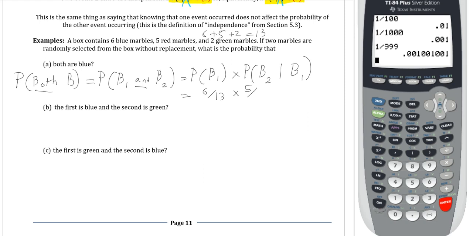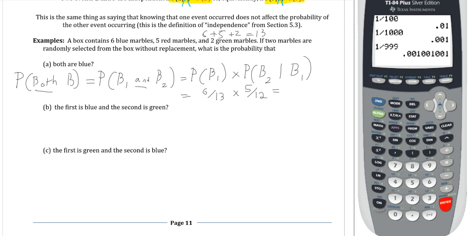Similarly, there's overall no longer 13 marbles in the bag anymore. One has already been taken out, so there's only 12 remaining. That would be an instance of conditional probability. This is where dependent events come into play. The probability of the second marble being blue did depend on whatever the first one was. So the probabilities do get altered.